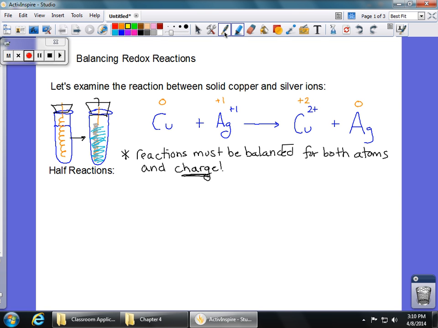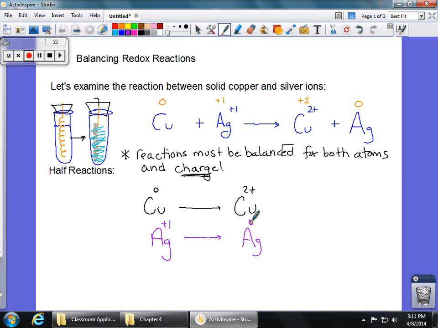So, how do we write half reactions? Well, the half reactions look at the species that are changing their oxidation states. And in this case, we have copper going from a 0 oxidation state to copper going to a 2+ oxidation state. And we also have silver, which is a +1 oxidation state to start, to silver, which is a 0 oxidation state.